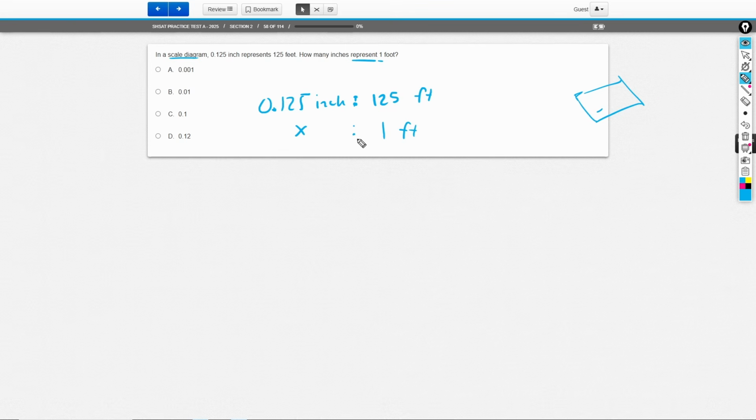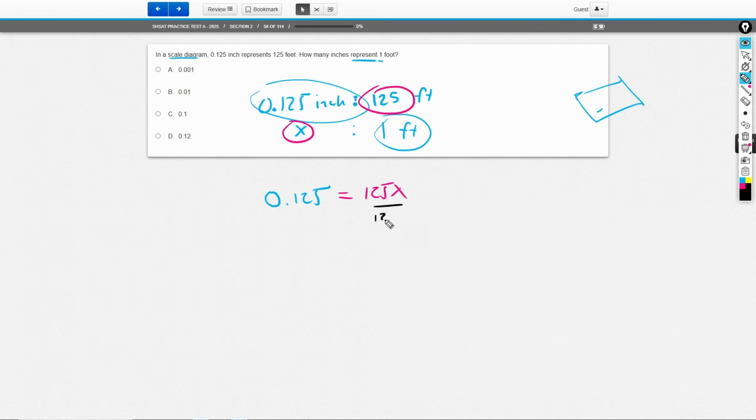Next, all you have to do is just cross multiply. So multiply the top by the bottom. 1 times 0.125 is 0.125. And finally, X times 125 is 125X. To solve this, all you have to do is just divide both sides by 125. And you're going to get that X is equal to 0.001. All right, which is going to be choice A.